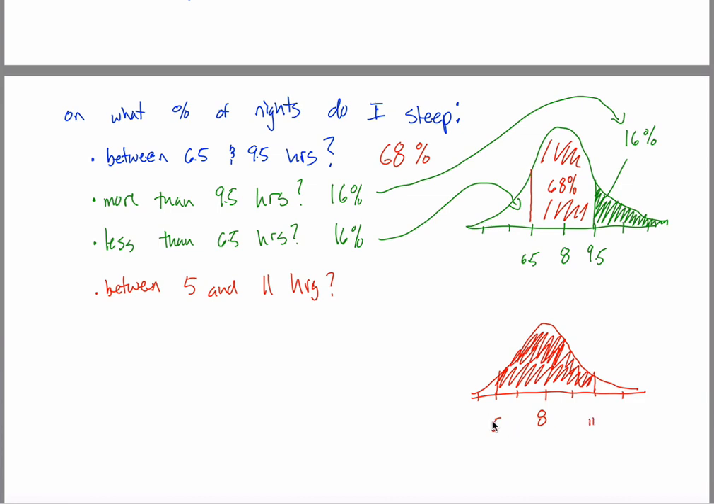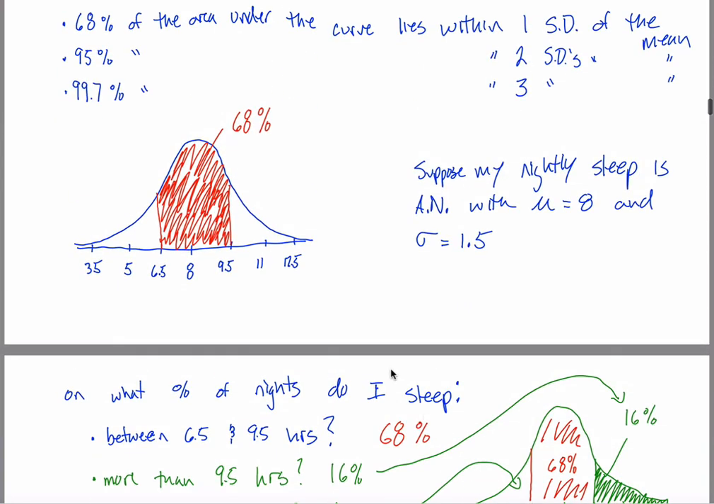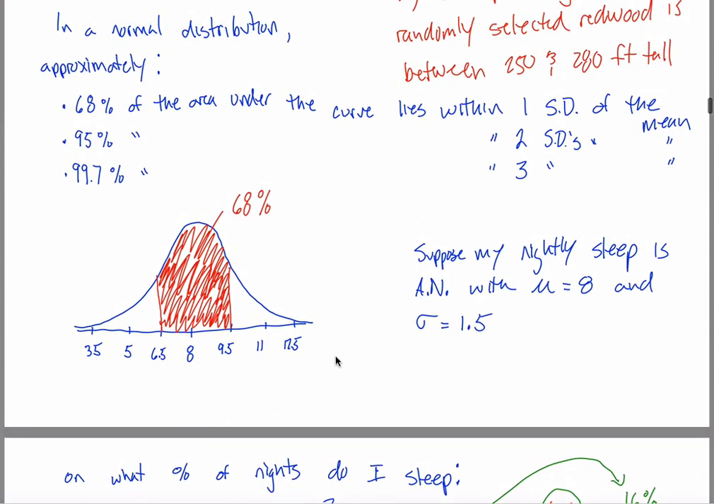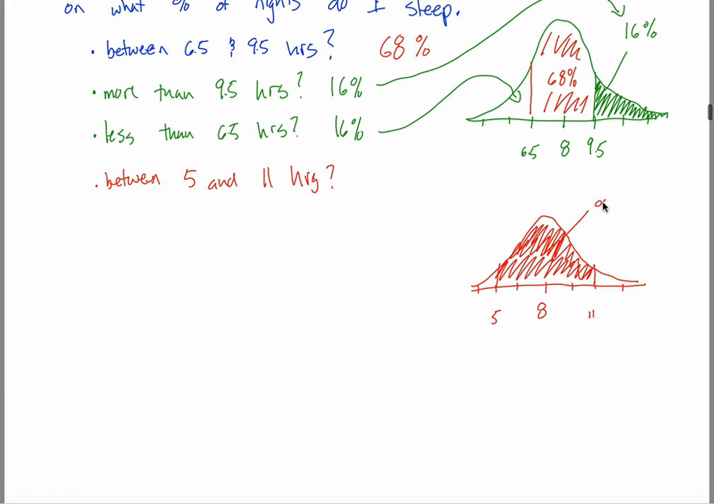And if you recognize that this 5 is 2 standard deviations below the mean, and this 11 is 2 standard deviations above the mean, then maybe it makes sense to use this second statement in the empirical rule, and you figure out that this area is 95%, so that this answer is 95%. If you're following that, that's great.